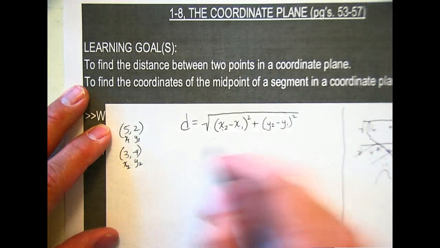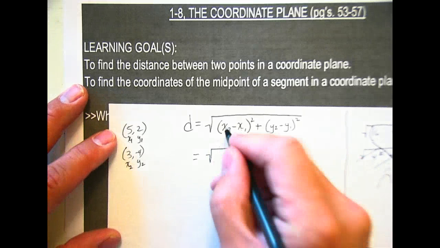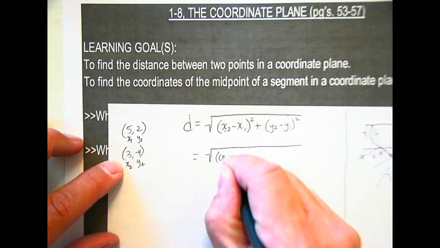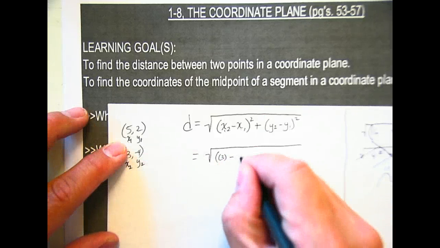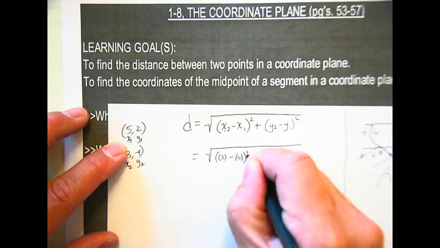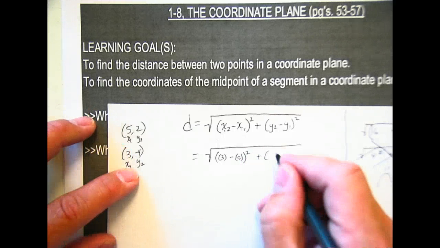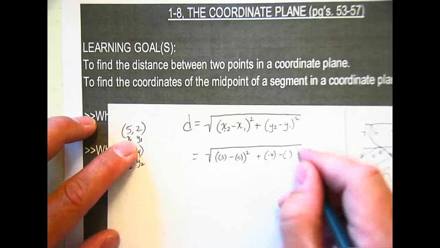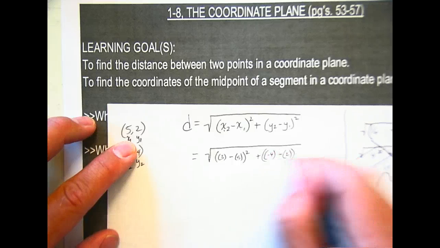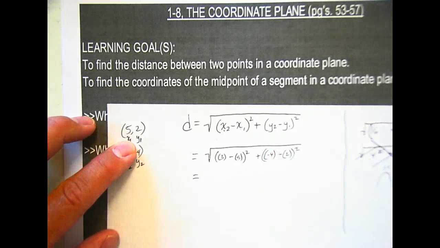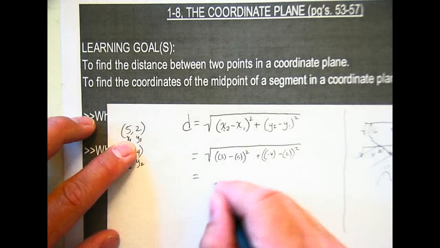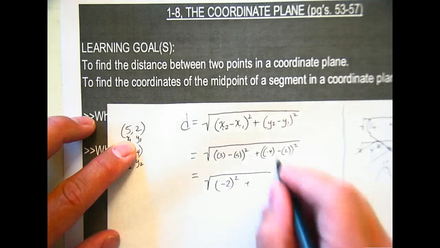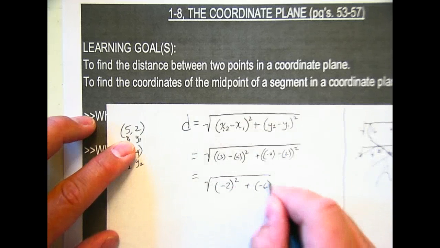So when I'm plugging that in, just recall that substitution: x2, I now have 3, and x1, I now have 5, and we square it. And then y2, I now have negative 4, and y1, I now have 2, and I'm squaring that. So when I do the math there, I end up with 3 minus 5, or negative 2, quantity squared. And negative 4 minus 2, or negative 6, squared.